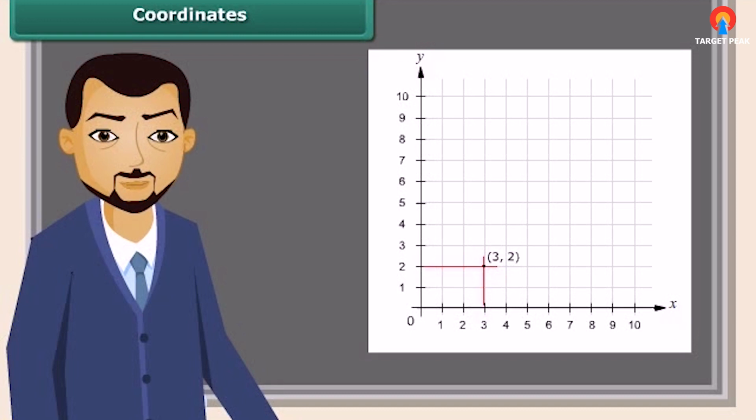point. 3 is called the x coordinate of the point. 2 is the y coordinate of the point. We say that the coordinates of the point are (3, 2). Always the first number indicates the x coordinate and the second number indicates the y coordinate.